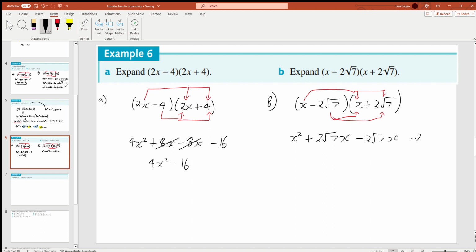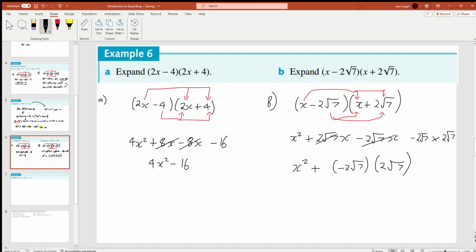Negative 2 root 7 times by 2 root 7. We'll handle that in a sec. But we can see those terms cancel out. So what we have is x squared plus negative 2 root 7 times by 2 root 7. So what we're going to do is work this out really quickly.